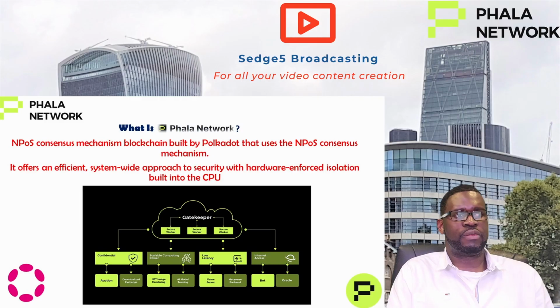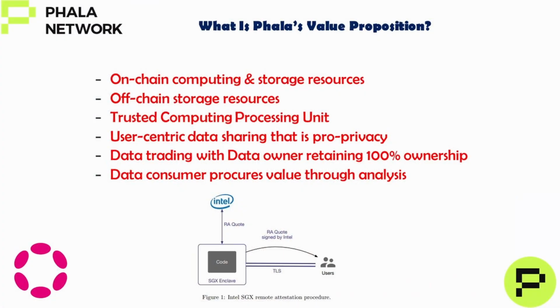Value proposition for the Phala Network: on-chain computing and storage resources, off-chain storage resources, trusted computing processing unit, user-centric data sharing that is pro-privacy, data trading with the data owner retaining 100% ownership. The data consumer procures value through analysis.